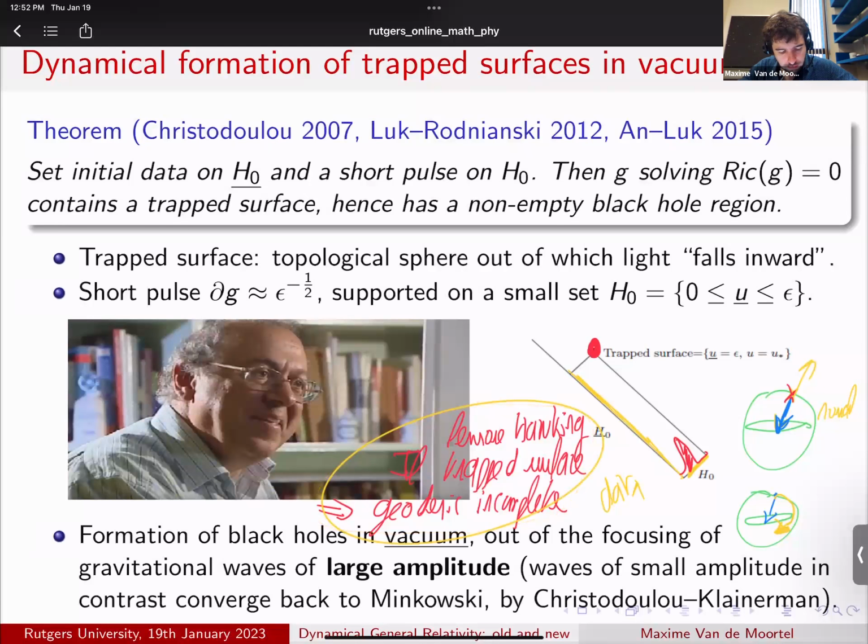Whereas Christodoulou tells you that even if you start with data that does not have a trapped surface, you can form it out of focusing, by taking a big laser and sending a huge pulse, and then you create a trapped surface that then evolves into a black hole. So you can, if you want, even combine Christodoulou's result and Penrose-Hawking to get geodesic incompleteness.